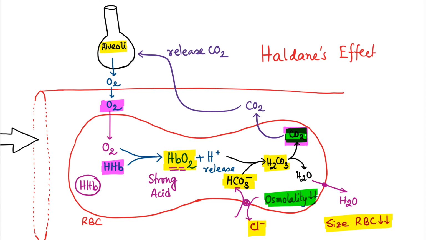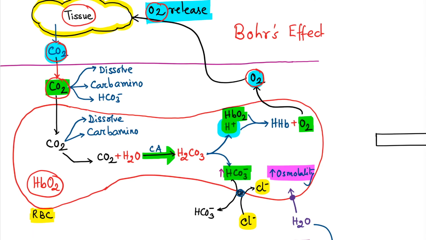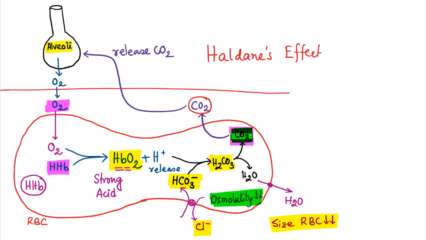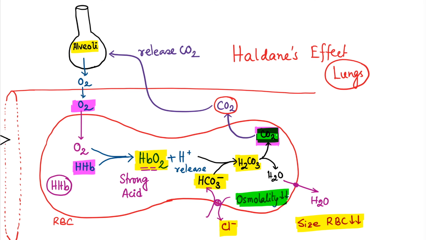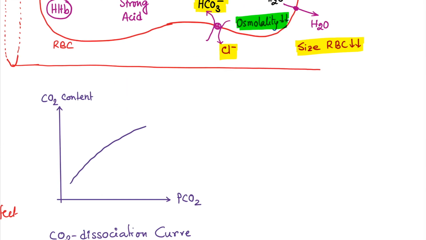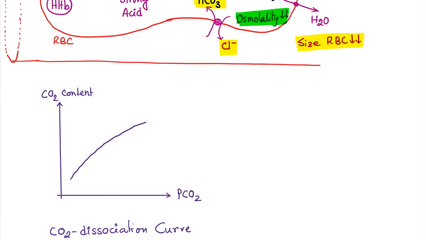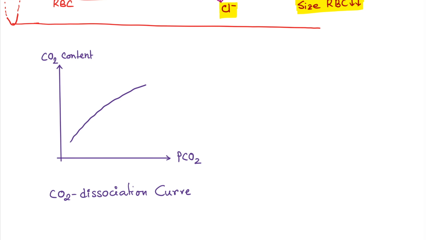Fine. So I hope this is clear. Bohr effect is occurring at which level? Look here. This is occurring at the level of tissue, and Haldane's effect is occurring at the level of lungs. Please remember. Now the Haldane's effect is described with the help of the carbon dioxide dissociation curve. We have discussed the Bohr effect with the help of the oxygen hemoglobin dissociation curve, but the Haldane effect is described with the carbon dioxide dissociation curve.